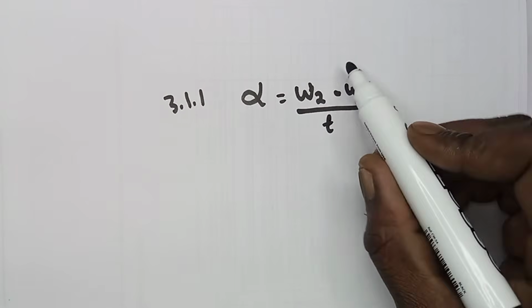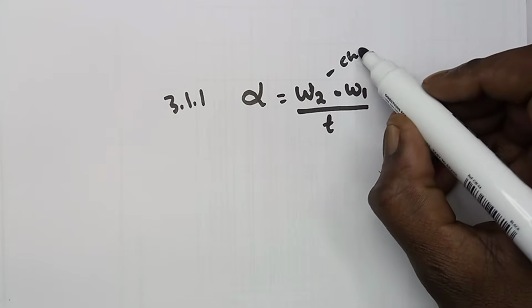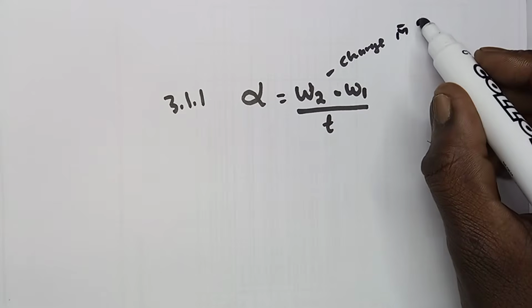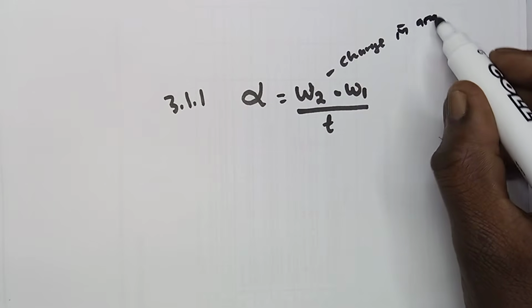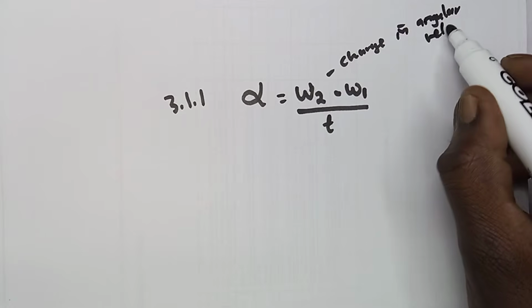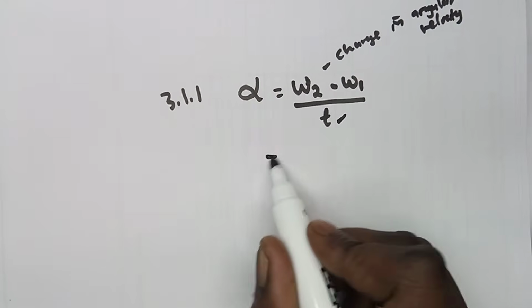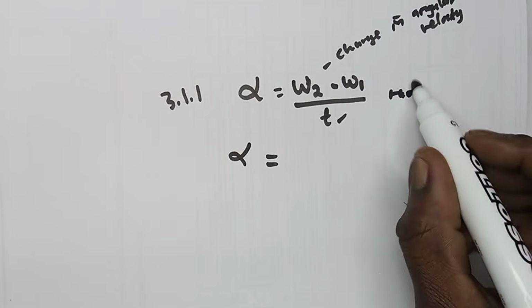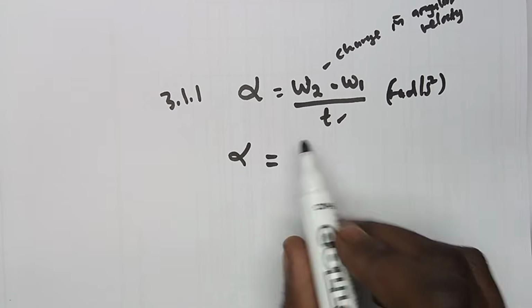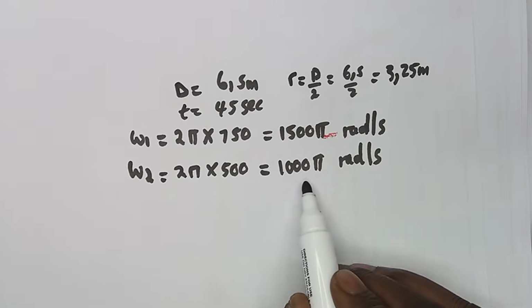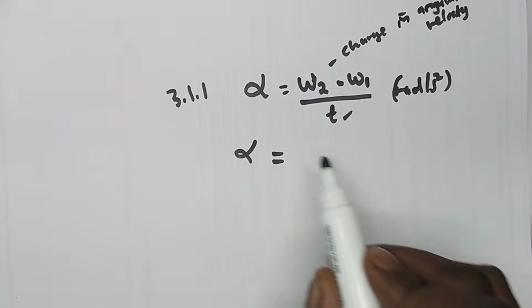So it's actually the change in angular velocity. If you watch the video on the introduction, you will see this part. Change in angular velocity, that's what you have over the time taken. So this T is the time taken. So just substitute here. This is also measured in rad per square second. So the omega 2, which is the one that we corrected there, is the one that you're going to substitute, not the other way. So this one has got 1000 pi there.